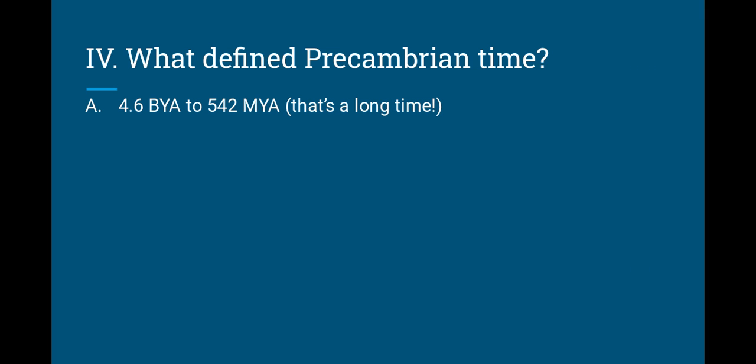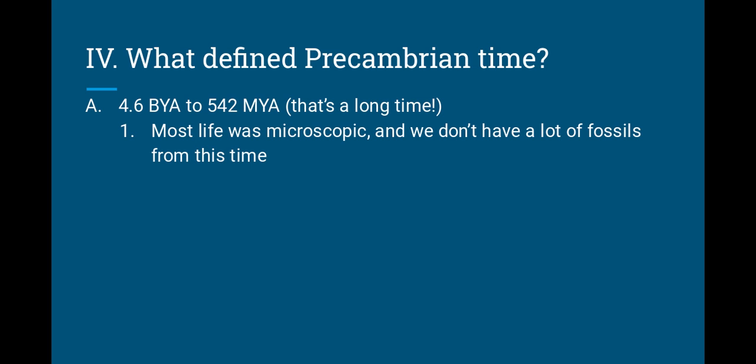It's 4.6 billion years ago to 542 million years ago. That's a really, really long time. During most of Precambrian, most life was microscopic. We do not have a lot of fossils from Precambrian time because most of our life forms from this time hadn't figured out how to make exoskeletons or bones or any of those parts that are easily fossilized. So we don't really have a whole lot of fossils, but what we do have leads us to believe that most life was either microscopic or eventually just became ocean-dwelling life.